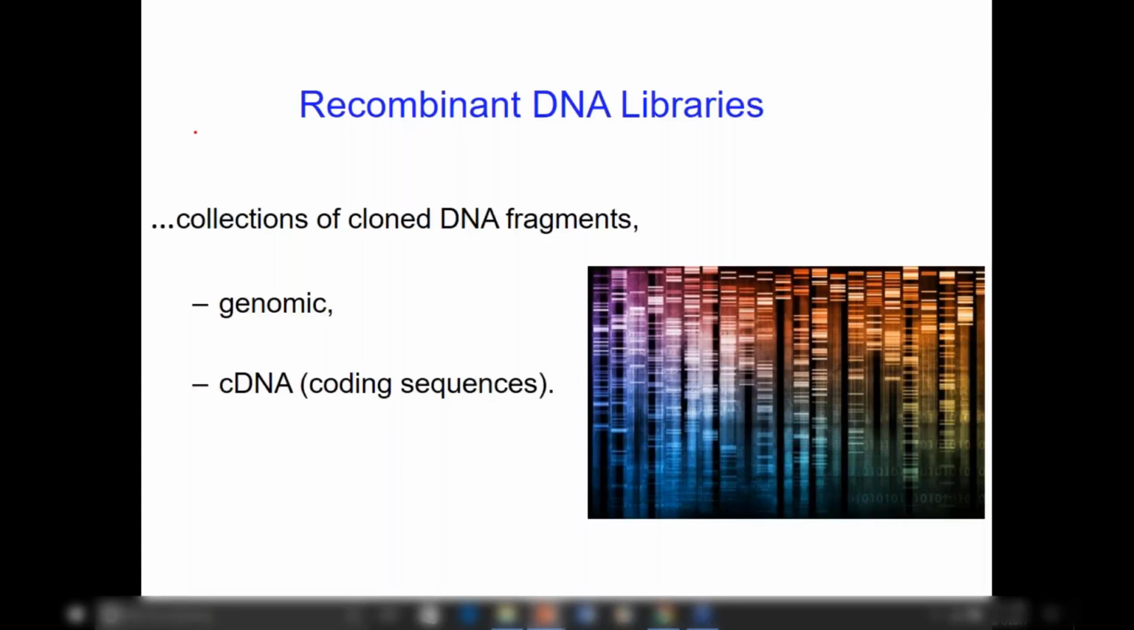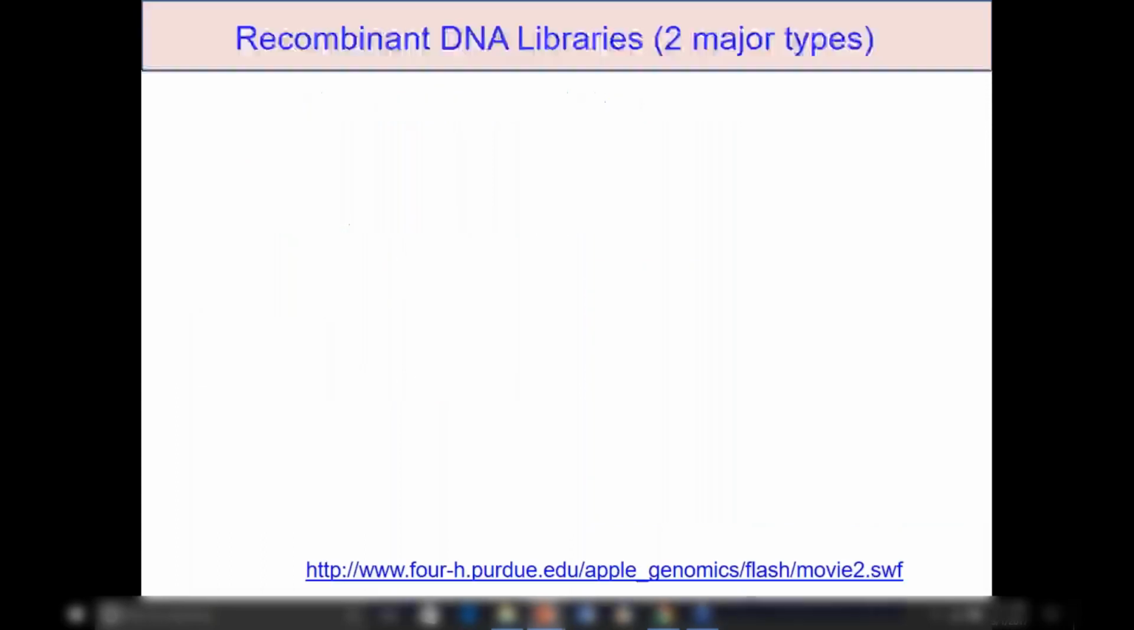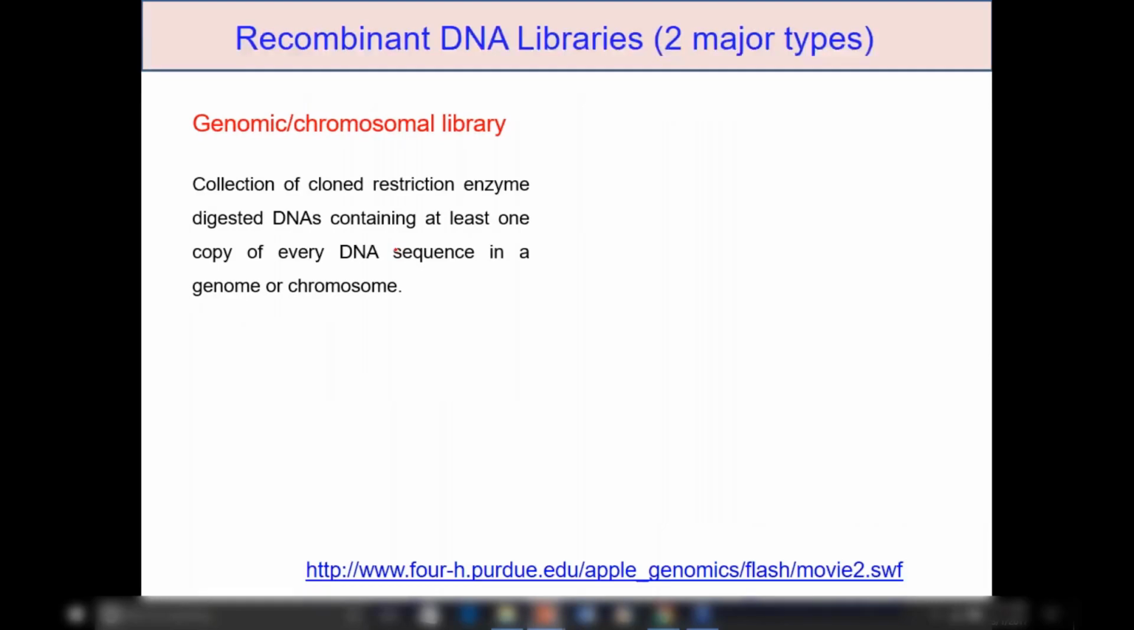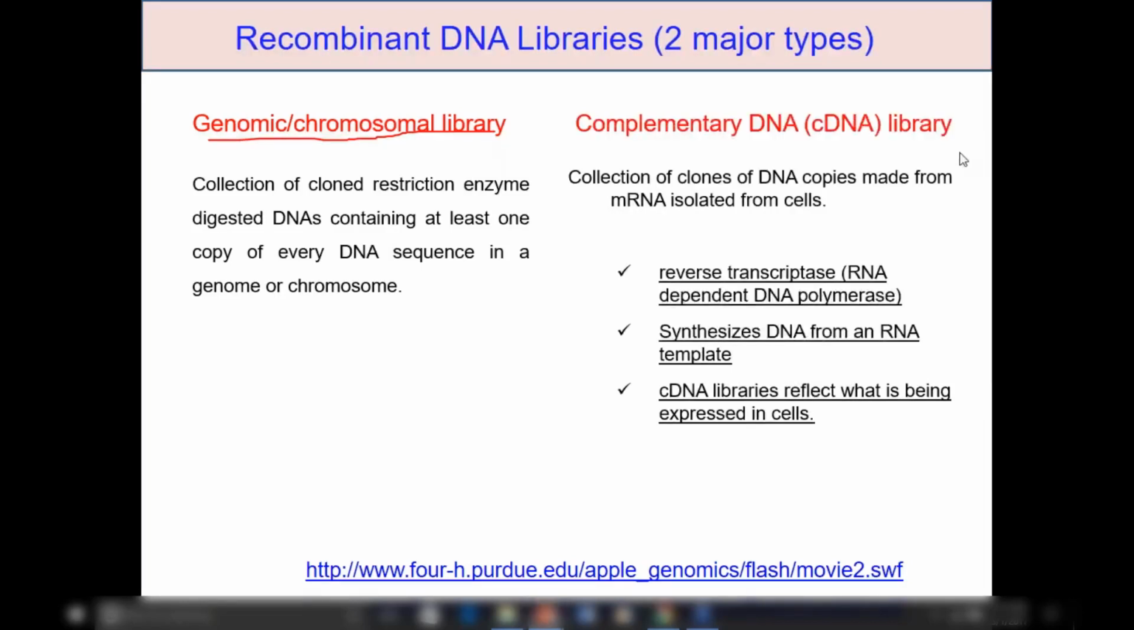A DNA library is a collection of cloned DNA fragments. Two types of libraries can be created. One is the genomic library, that is the gene, and then the cDNA library. First, we will see about the genomic library. So basically, there are two types of recombinant DNA libraries. One is the genomic or chromosomal library. The other one is the cDNA library. That is what I have told.